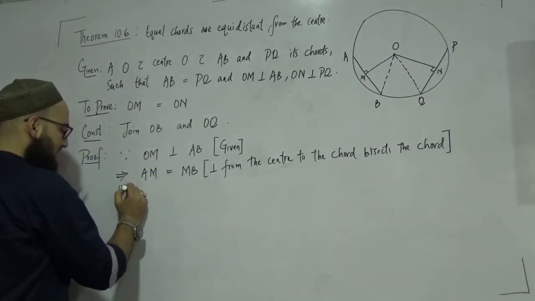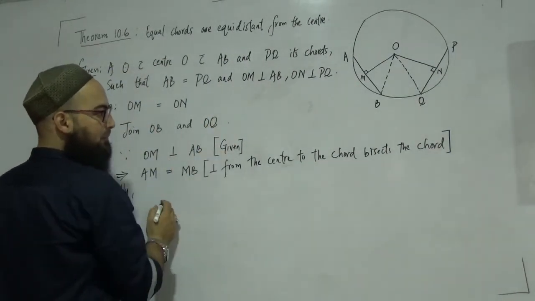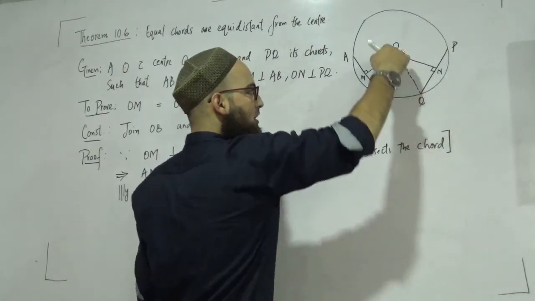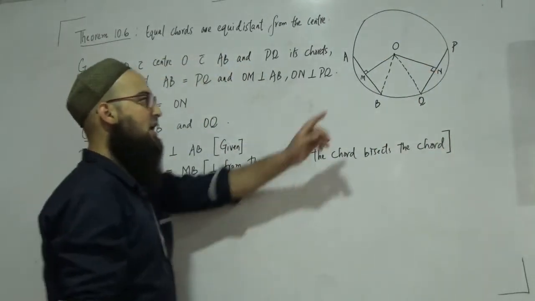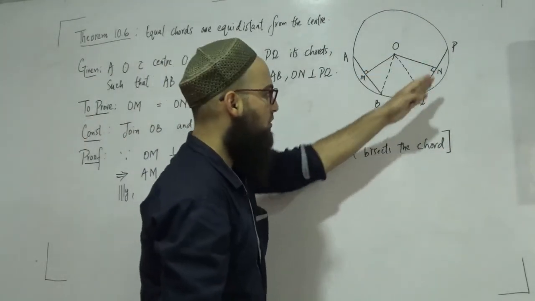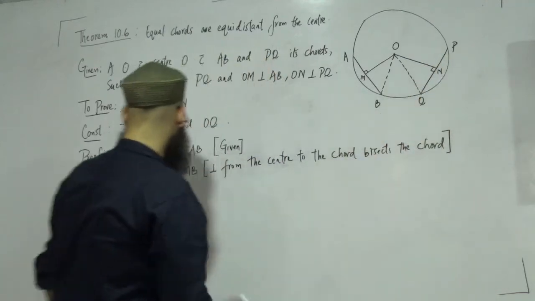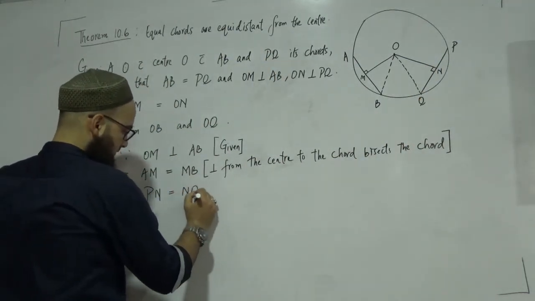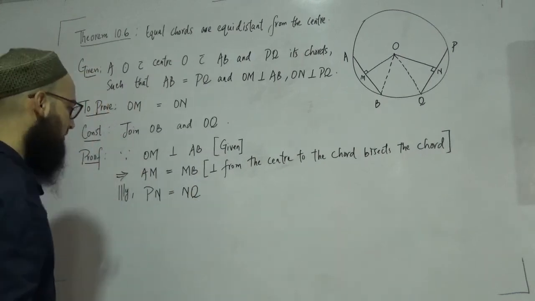Similarly, you can say, because PQ is a chord and ON is the perpendicular from the center, the perpendicular from the center to the chord bisects the chord. So PN is equal to NQ.